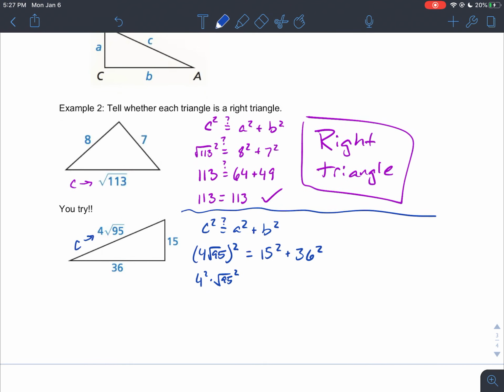And I know that I'm maybe not explaining that as slowly as I could, but when you're multiplying things, it's not exactly distributing, but it's kind of the same, that when they're being multiplied together, the square goes with each of them separately. All right, so 4 squared is 16, and the square root of 95 squared, remember the square and square root cancel out, so we're just left with the 95. So on the left side, we have 16 times 95, okay? So I'm going to give you another little over a minute to finish that problem up, and then I'll come back and we'll go over it.